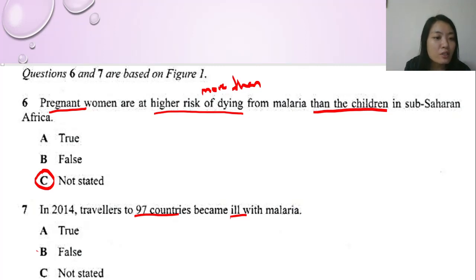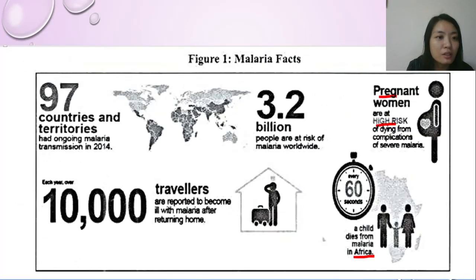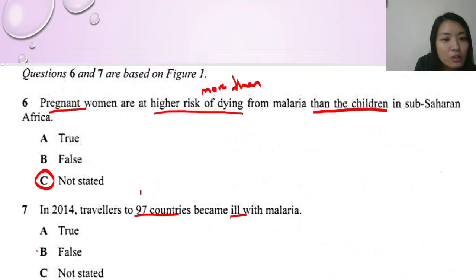Okay, and the last question for this text. In 2014, travelers in 97 countries will become ill with malaria. Okay, so travelers from 97 countries became ill in 2014. So only in 2014, let's see, travelers. Okay, you have 97 countries. Okay, the word 97 is here. Okay, but there's nothing about travelers. Okay, the question says travelers to 97 countries.